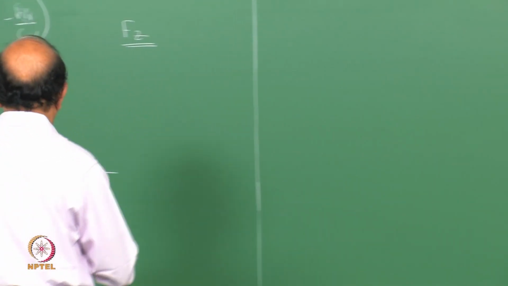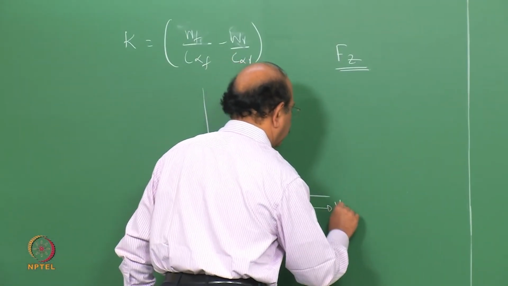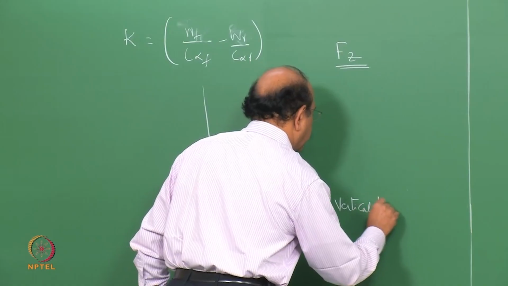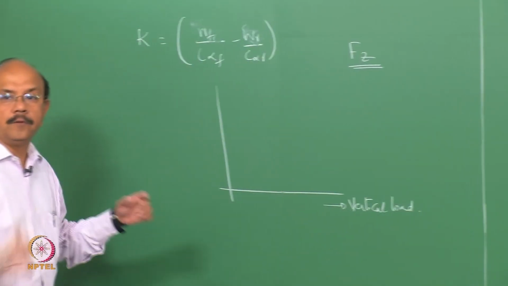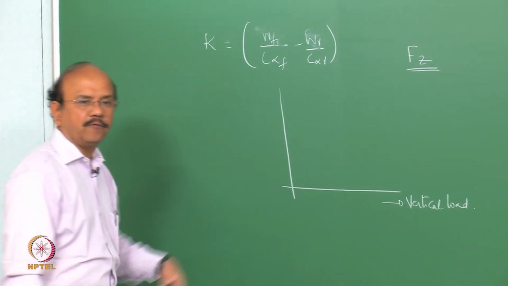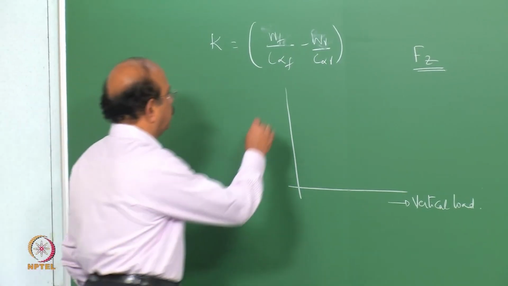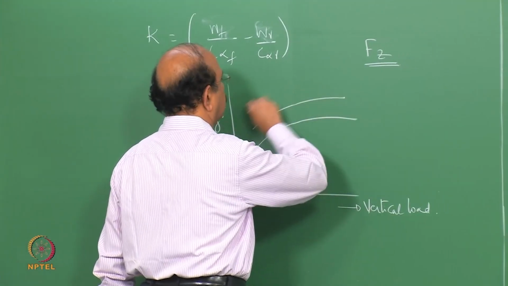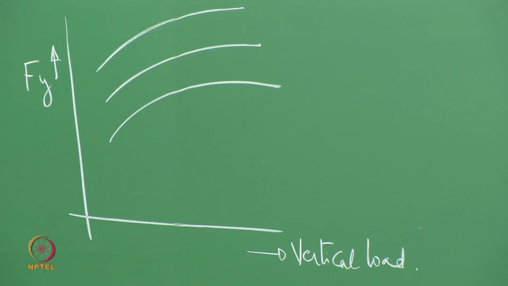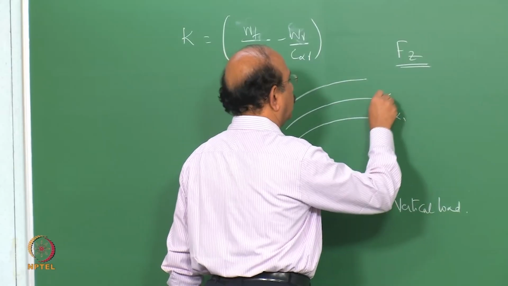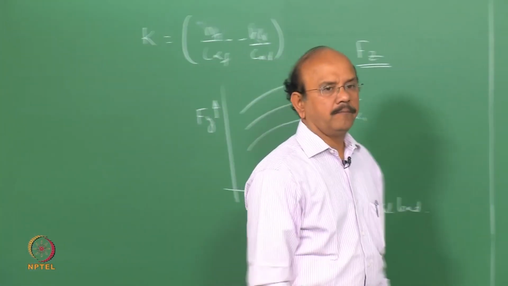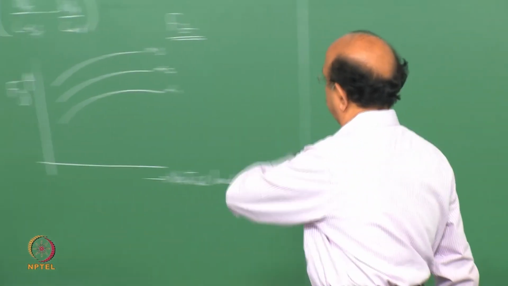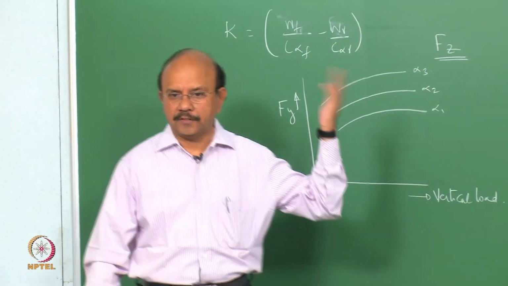Let us say that, let me plot it like this. Let's say that this is the vertical load. Remember that we plotted alpha versus Fy. I'm going to plot this graph slightly differently. I'm going to say that Fy, and I'm going to plot it for different alphas. Let me call that alpha 1, alpha 2, alpha 3. So for different alphas. Now, of course, alpha 2 is greater than alpha 1 and alpha 3 is greater than alpha 2 and so on.